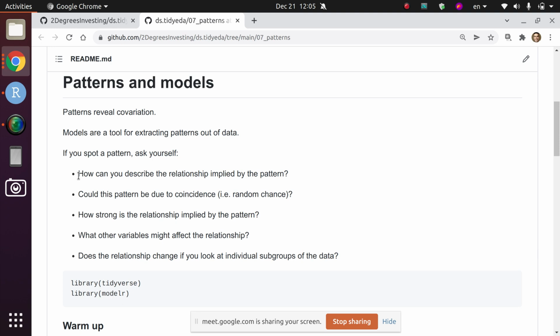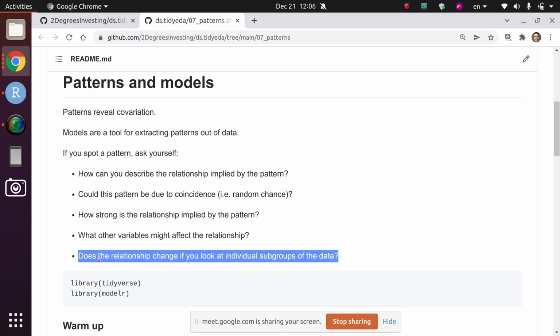And finally, one that I don't think we're going to touch on today, is whether the relationship changes if you look at subgroups of the data, because sometimes one group of your data follows one trend and another group follows a different trend. We are not going to be talking about that today, but it's useful to have that as a cognitive tool to refine the questions that you ask yourself when you explore your data.